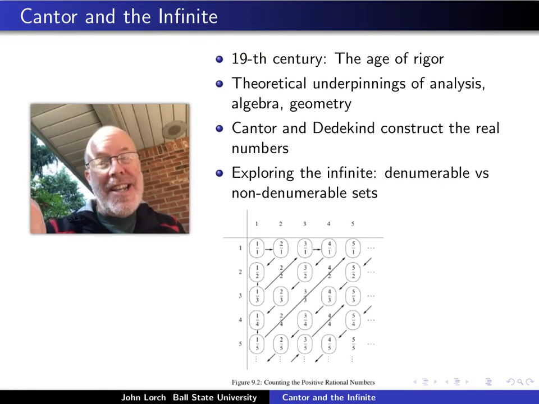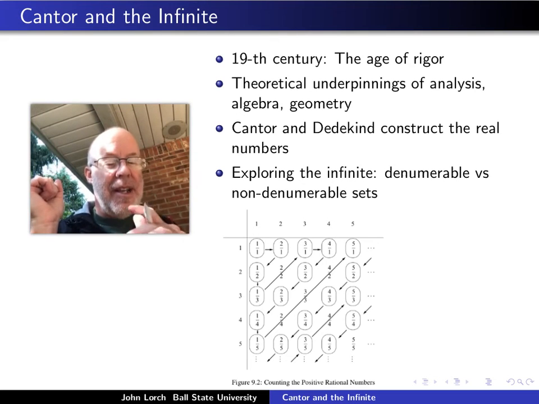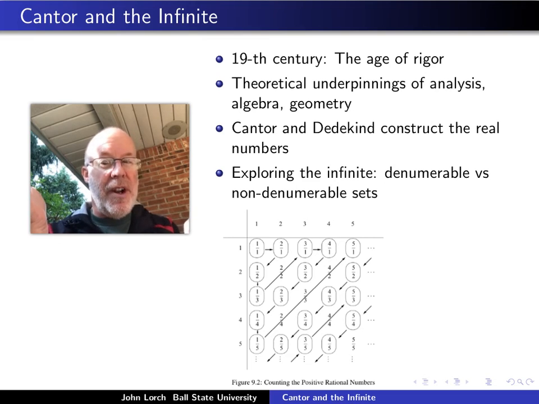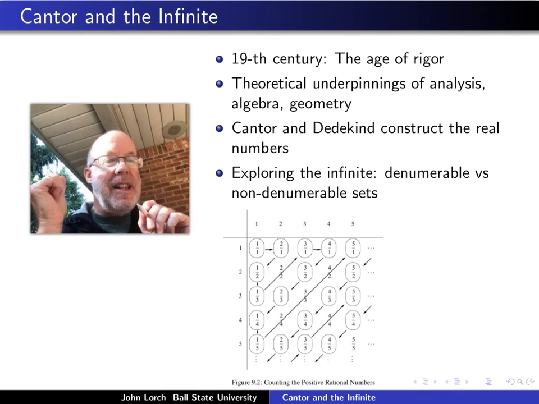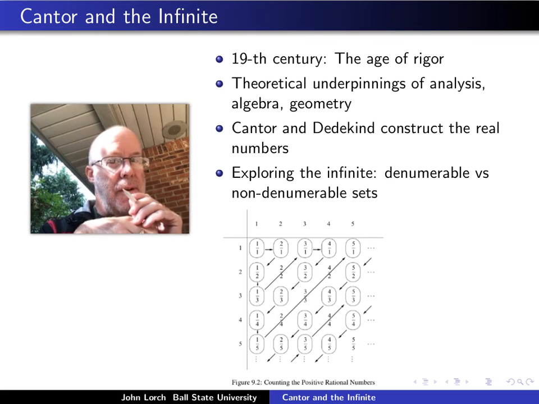Now, it turns out, surprisingly, that the integers and even the rational numbers are denumerable. You can list them. In fact, if you look at the diagram at the bottom of the slide, that diagram is intended to serve as an argument that the rational numbers are denumerable. However, surprisingly, the real numbers, that is, all of these dots on this number line, that set is not denumerable.